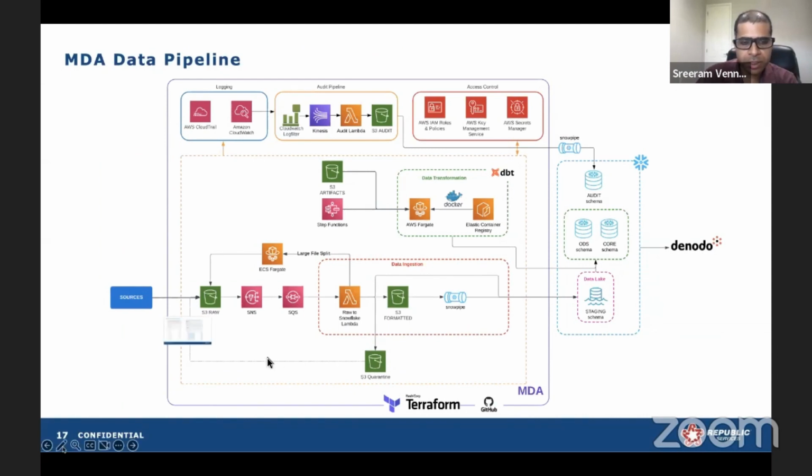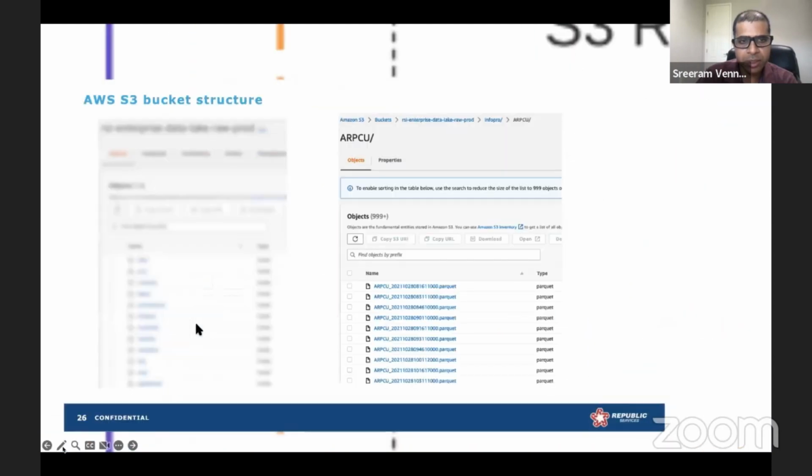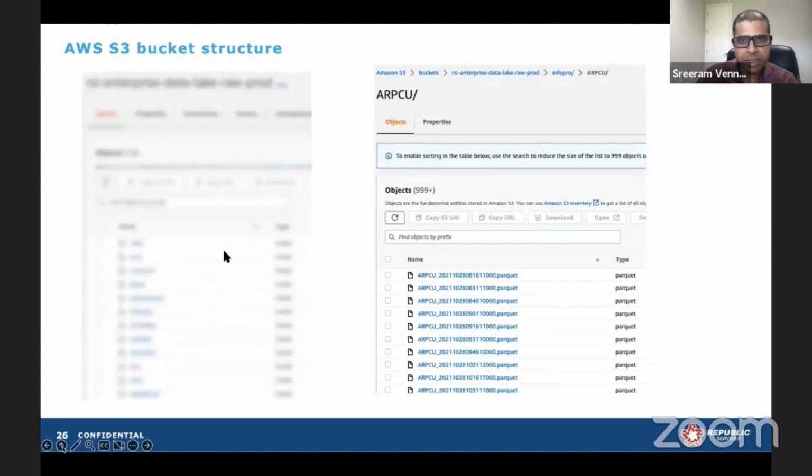So the first thing that we do is how to land the data on S3. We put guiding principles, like everything has to be partitioned on the S3 bucket based on what source system the data is coming from and what data set it is. That way, it's easily recognized by the data pipeline for the downstream.